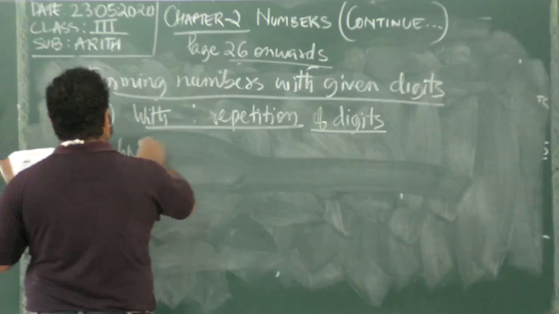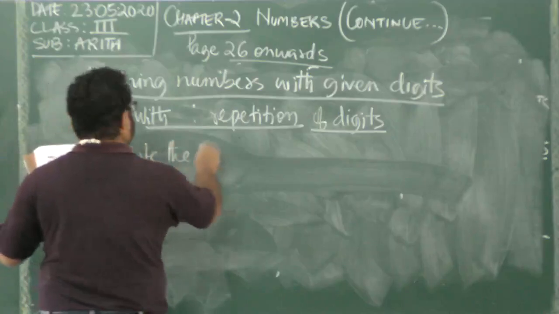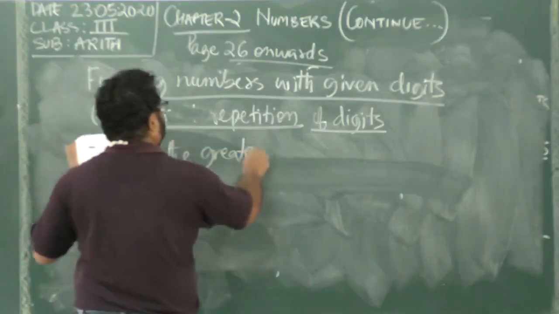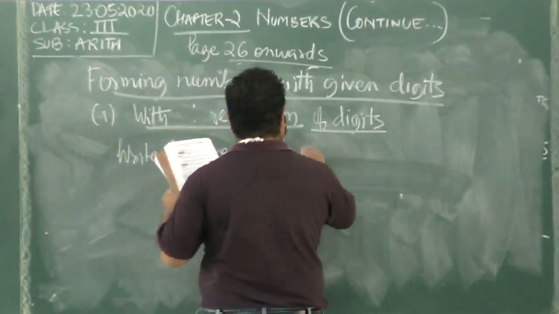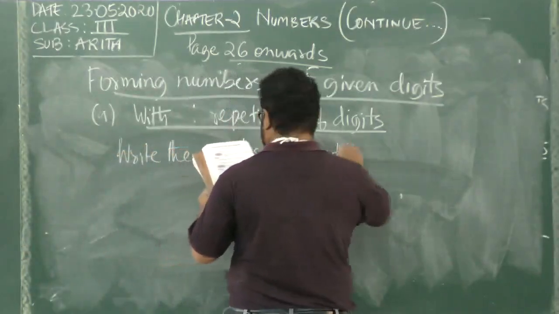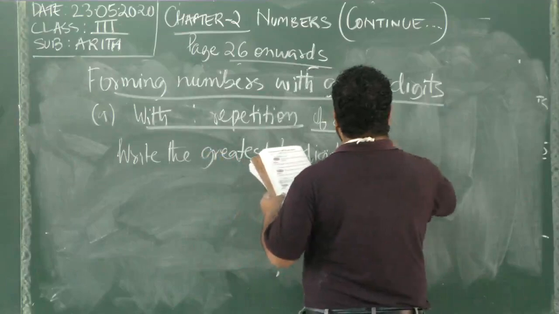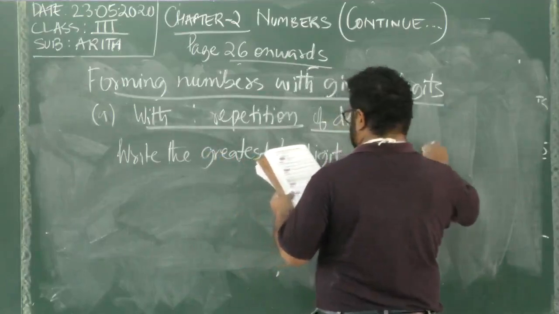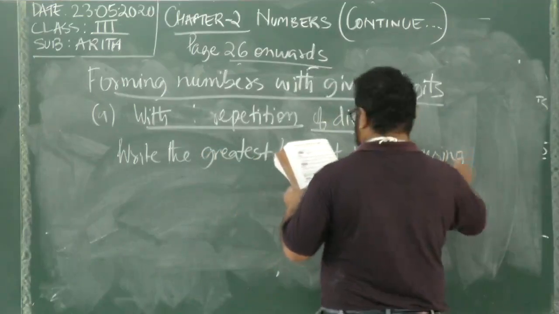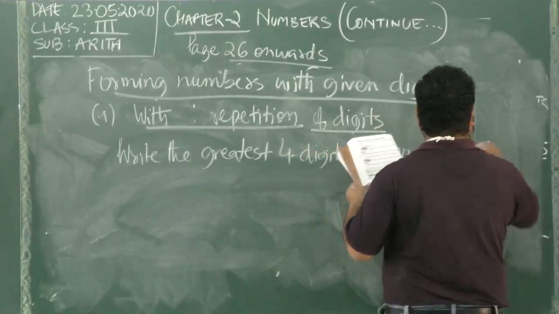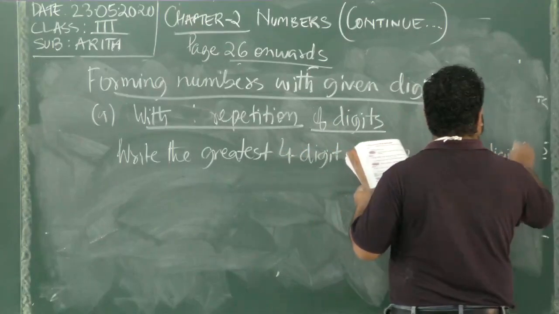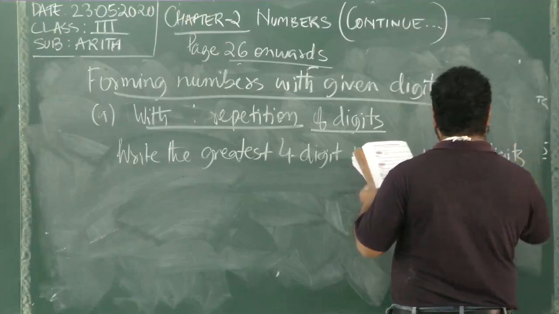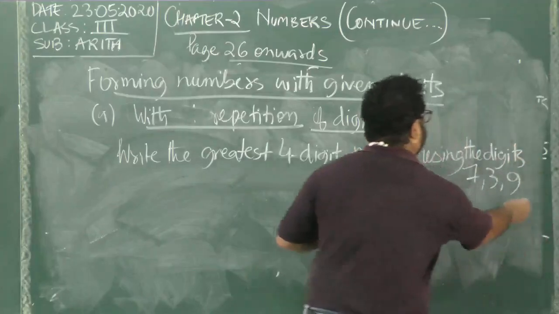Write the greatest 4-digit number using the digits 7, 3 and a 9. All right.